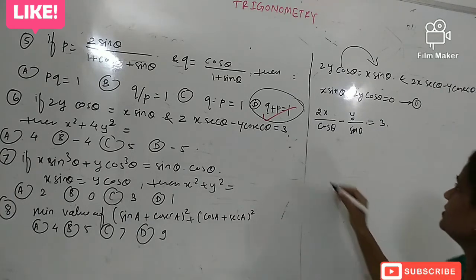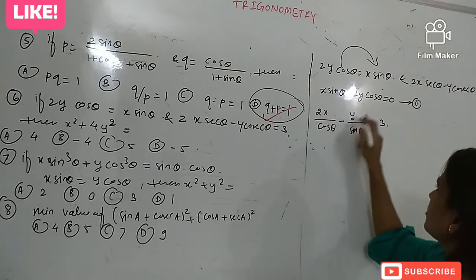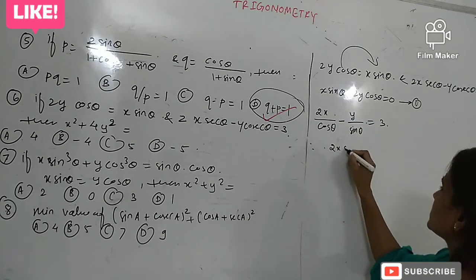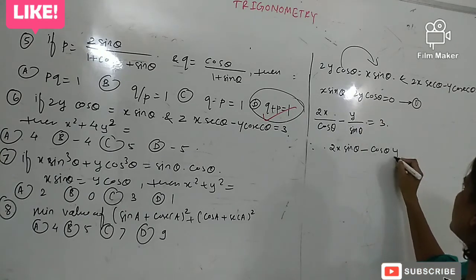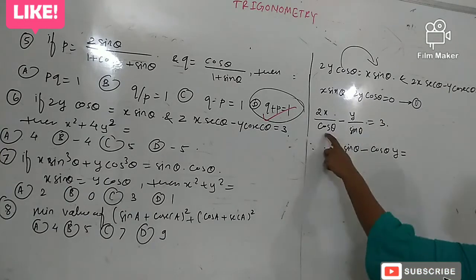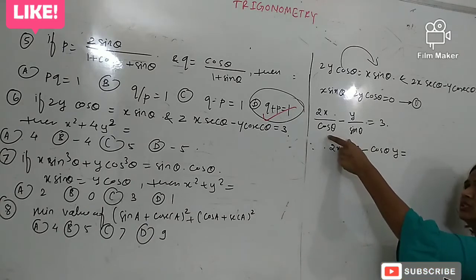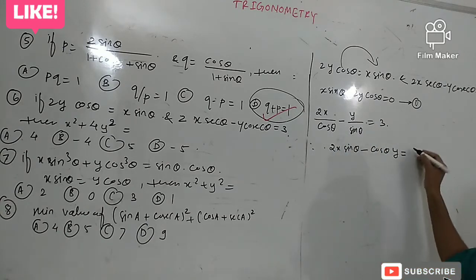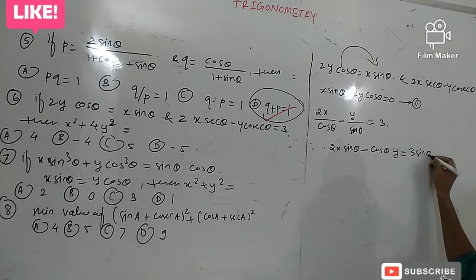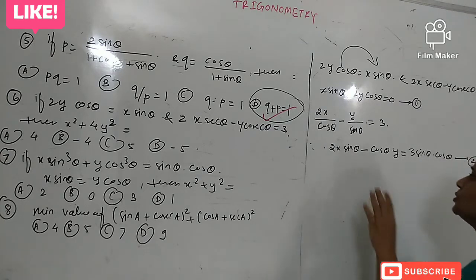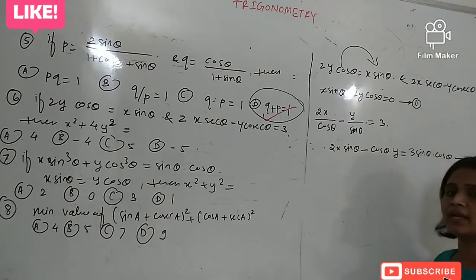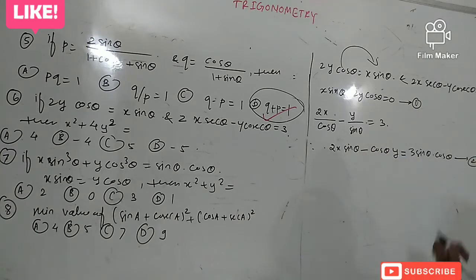And just simplify this. After cross multiplying we get 2x sine theta minus cos theta y is equal to cos theta into sin theta, which gets multiplied with the 3. So 3 sine theta into cos theta. So this is our equation number 2, which is now converted in terms of sine and cos.